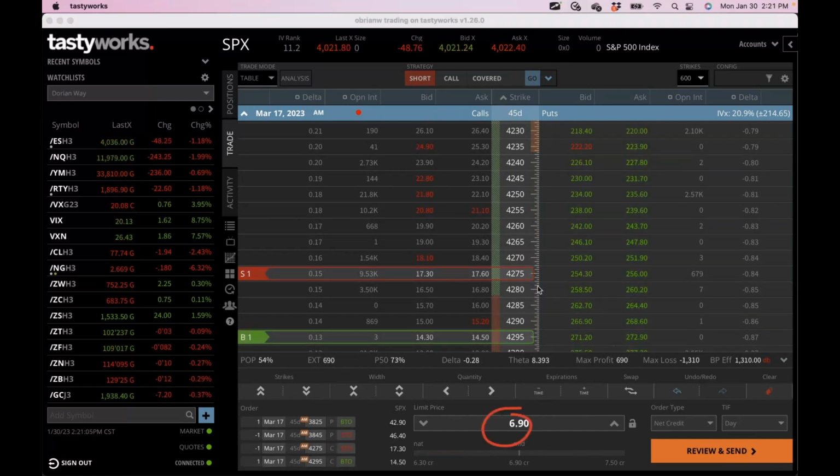At that point, you can decide to move this away again. You can move that put side away some more from at the money, or you can move this call side away more from at the money, but now you've got some more wiggle room.